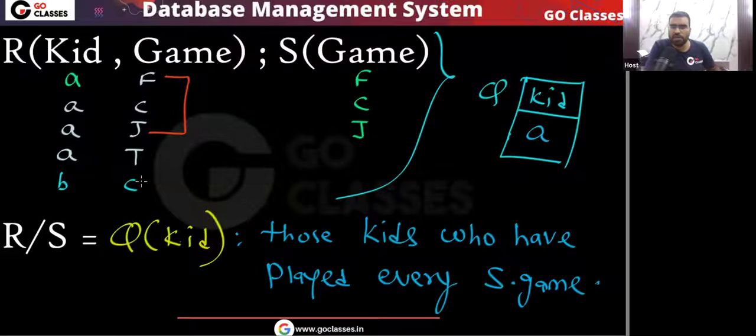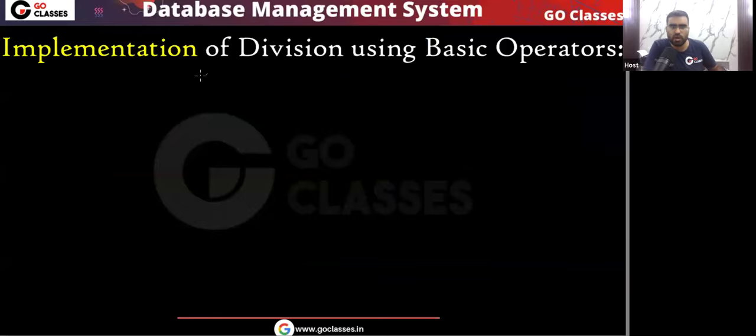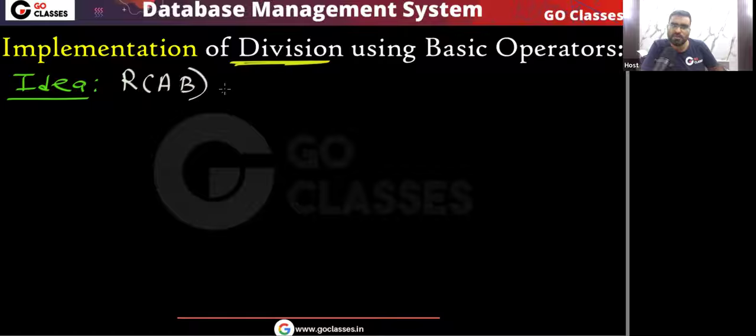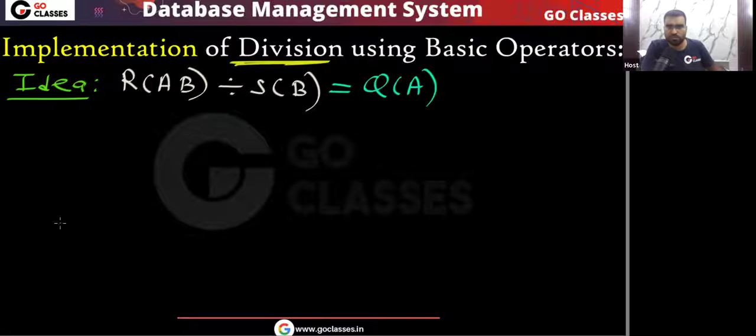Now, how can you write this R divided by S, this division, in terms of basic operations? So, implementation of division using basic operators. Let me tell you the idea. The idea is very interesting. Let's assume you have R which has AB, divided by S which has B. You already know the result: the result will have A values. Here I want those A values which are pairing with every S.B.